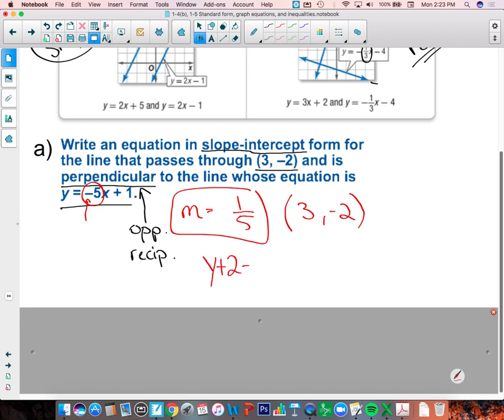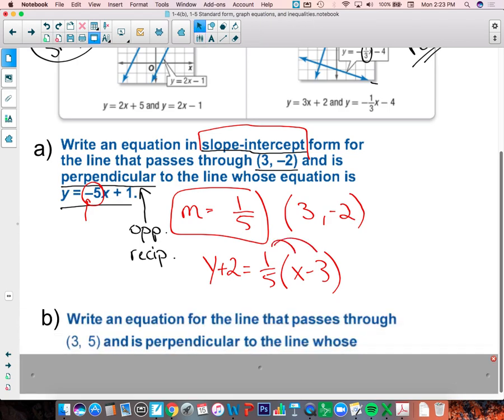All right, so let's plug it in. Y plus 2. Okay, that's a double negative here. Be careful with that. That's why I did that right away. Y plus 2 equals 1/5. That's my slope. X minus 3. All right. Normally, I'd say that that's good enough, but we're specified in the problem that we want it in slope-intercept form. So remember what we've done before. We have to distribute the 1/5 and then rearrange stuff to get that slope-intercept form. Okay? So I have to distribute the 1/5.